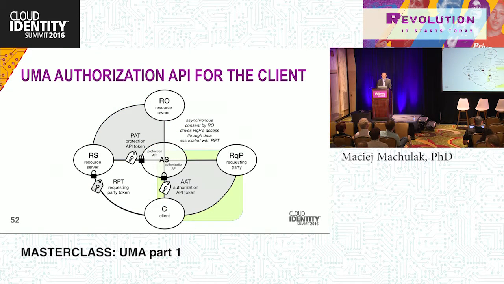Another OAuth instance that we have in UMA is the one between the client and the authorization server. There's a token called the authorization API token, which allows the client to talk to the authorization server for a specific purpose: to get a token which would allow this client to access a protected resource.